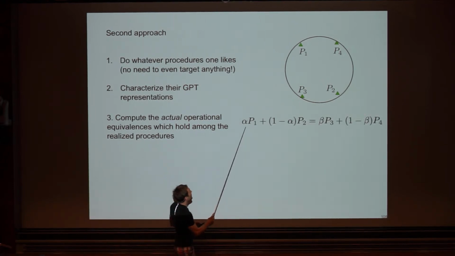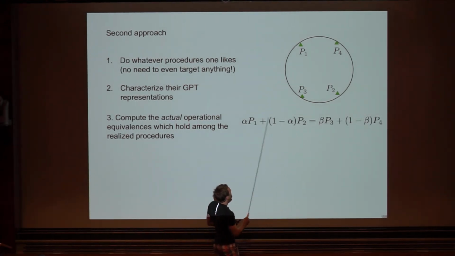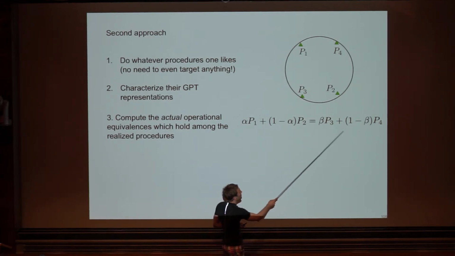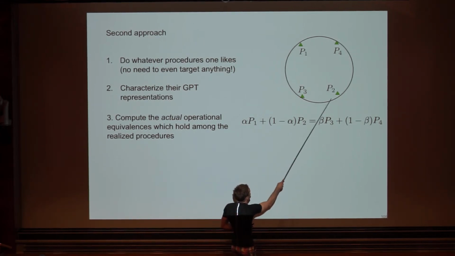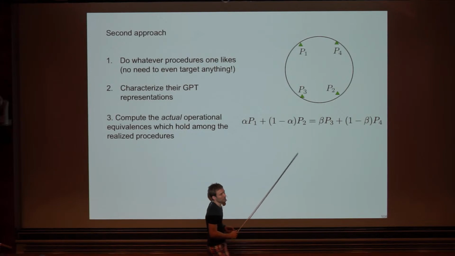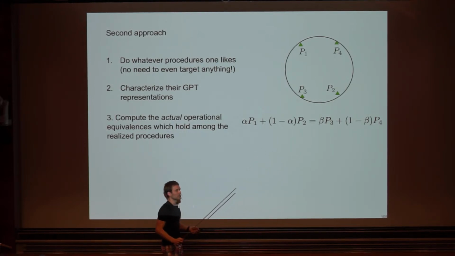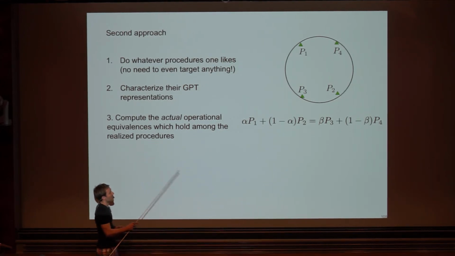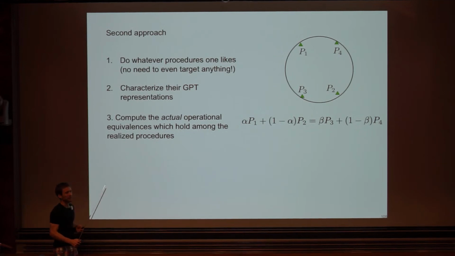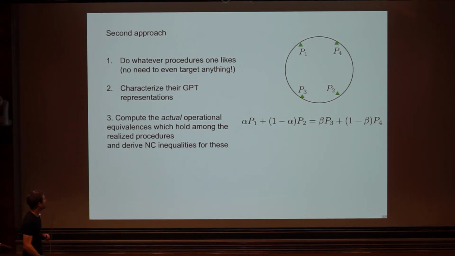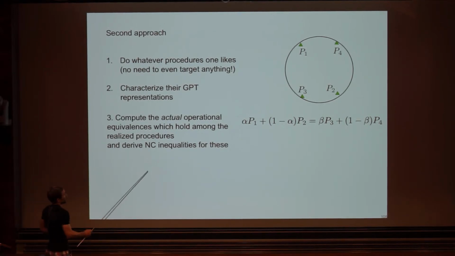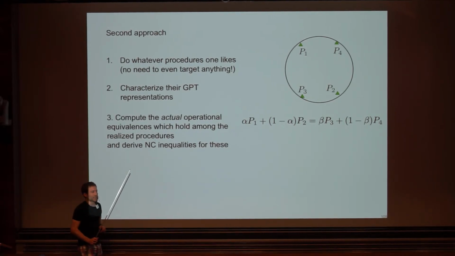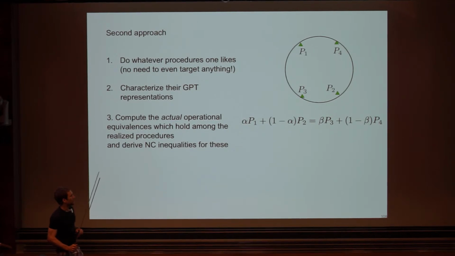Just find whatever coefficients alpha and beta make the mixture of P1 and P2 equal to the mixture of P3 and P4. You can see just geometrically there will be some alpha and some beta for which it's true. The closer you are to your noiseless perfect preparations, the closer these will be to a half. But it doesn't matter what they are. Compute it from the data, and then use that operational equivalence, which holds exactly, to compute your non-contextuality inequalities. So derive your inequalities, which we'll talk about how to actually do in the final lecture.